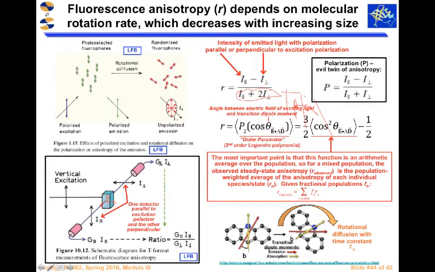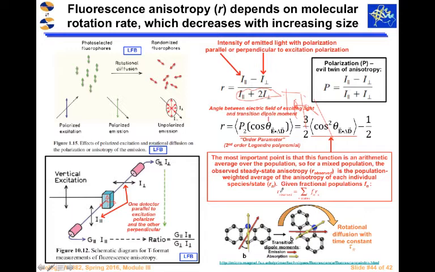The important point about this Legendre polynomial is it is averaged over the population. And so basically, the relative contribution of any subpopulation will scale with the size of that population, right? So basically, it's a population-weighted average. So in the end, this Legendre polynomial math gives you a population-weighted average over the species, states, and the distribution. The most important point here is that this function is an arithmetic average over the population. So for a mixed population, the observed steady-state anisotropy is the population-weighted average of the anisotropy of each individual state or species.